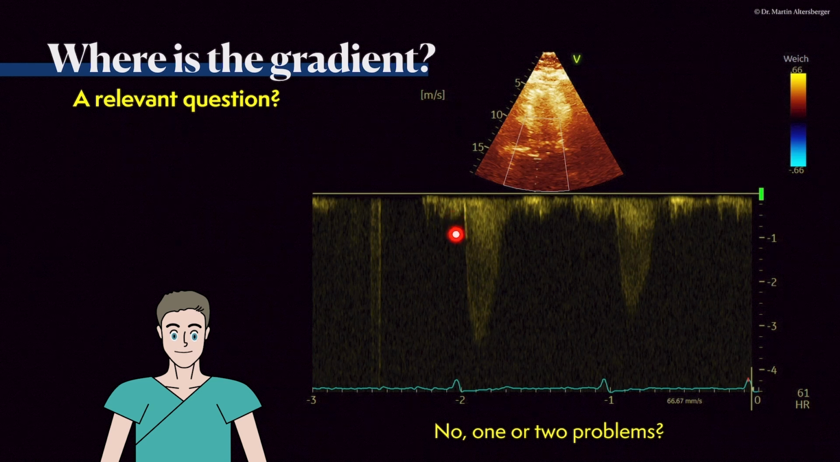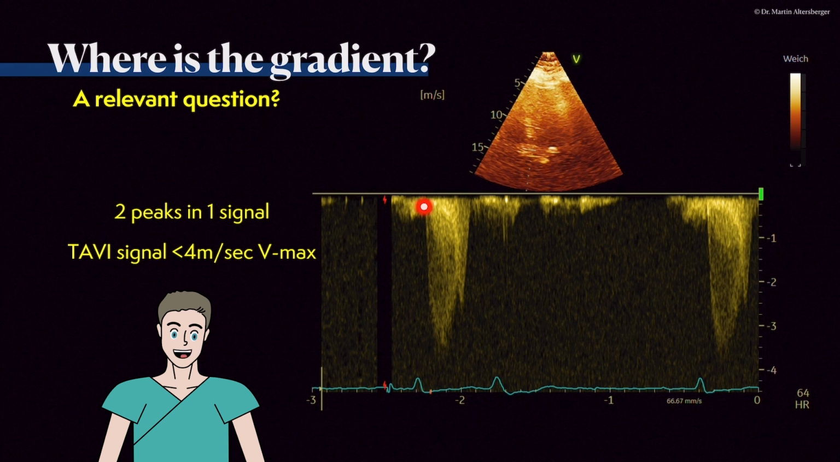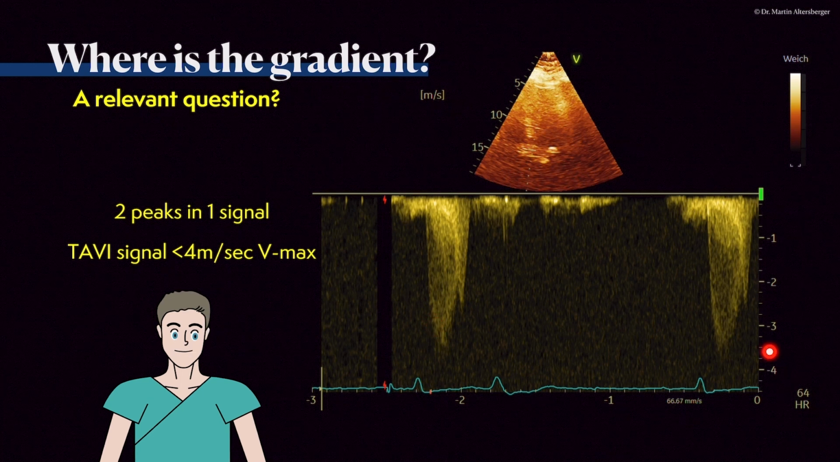Well, with this continuous wave Doppler signal, you do see that there are not only one but several signals in this one measurement. So we have to be really careful about what we measure and how we differentiate those signals. There are actually 2 peaks. The first one belongs to the TAVR. In the mean measurement it's below 4 meters per second, so most likely it's not a relevant stenosis.